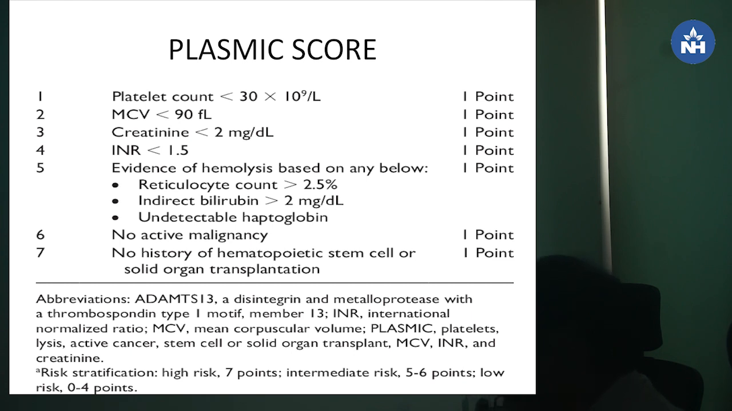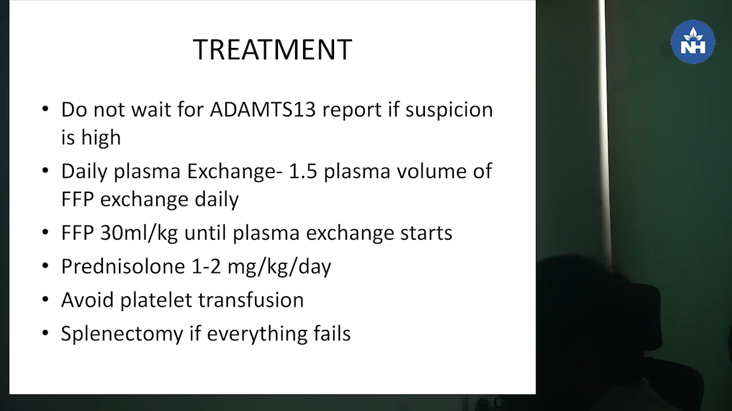The PLASMIC score decides whether the patient is high risk, intermediate risk or low risk for development of TTP. So there are 7 parameters and each has 1 point. The patient is high risk if the total point is 7, intermediate risk 5 to 6, and low risk 0 to 4 points. Treatment: do not wait for the ADAMTS13 report if suspicion is high.